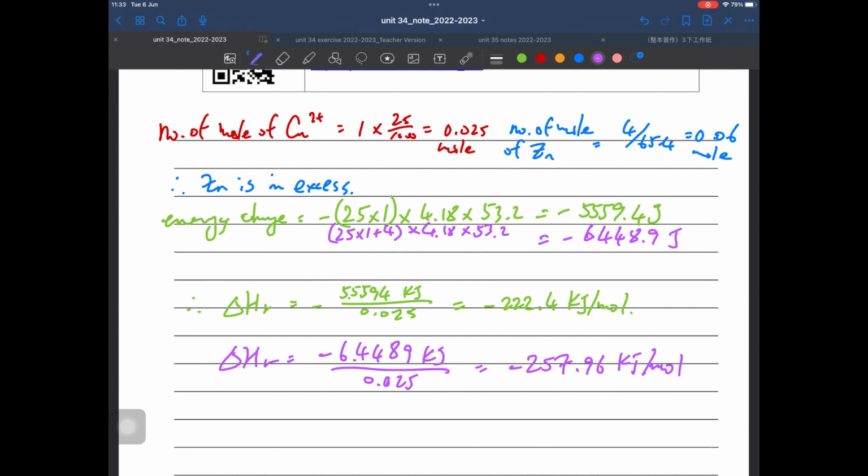So here are the missing questions in the Unit 34 notes.